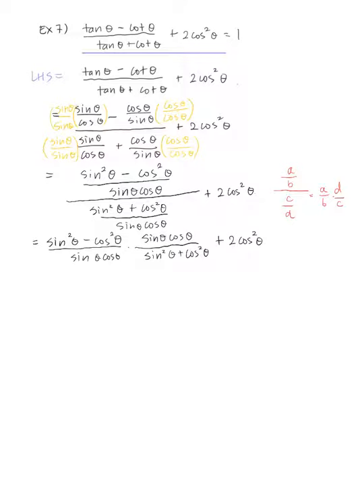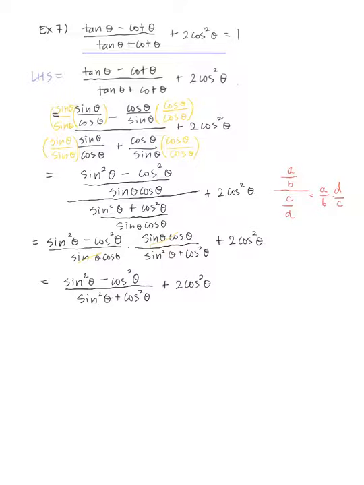Alrighty, so far so good. Now what can we do? Maybe we can cancel out the sine cosines. I think that's a fantastic idea. So then what do we have left over here? So we got sine squared minus cosine squared, and all over sine squared plus cosine squared. Oh look, that's going to turn into 1 by the Pythagorean identity, and then here you're going to have plus 2 cosine square of theta.